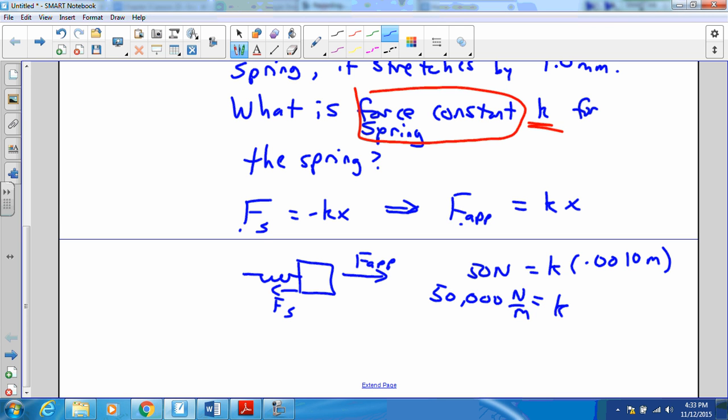Most springs actually don't like that. If you stretch them out 1 meter, they go past their elastic point and become permanently deformed. Think about a slinky. If you stretch it too much, you're going to deform it and it's not going to go back.